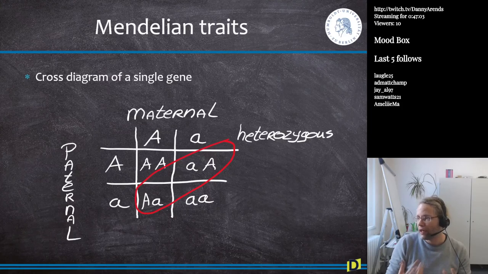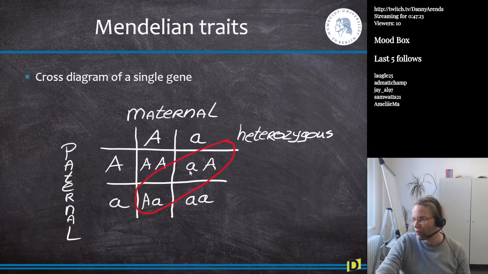And the cross diagram means that we're just going to say, well, what type of offspring can these two people produce together, right? So if the maternal side is heterozygous Aa and the paternal side is heterozygous Aa, then, of course, there's a 25% chance that the children will be big A, big A. There's a 25% chance that the children will get the small a from their mother and the big A from their father. There's, of course, a 25% chance that the opposite happens. So, hey, you get from your mother the big A and from your father the small a. And, of course, there's also a 25% chance that you get two small a's. So a small a from your mother and a small a from your father.